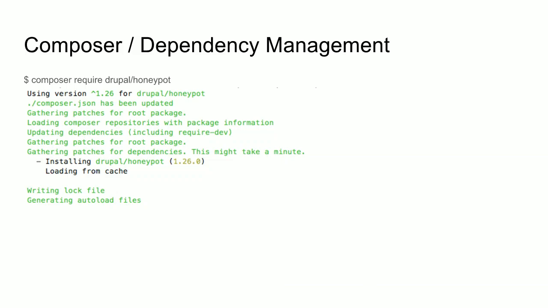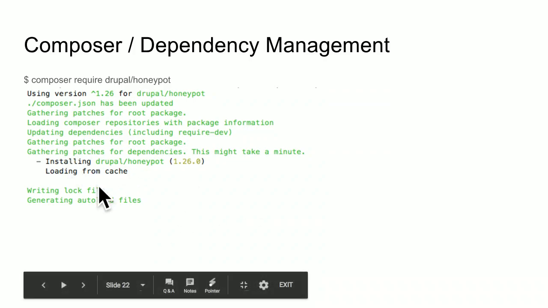And what you do with Composer is you basically run a simple command. So in this case, I'm adding the honeypot module. You run a composer require drupal/honeypot. It's on Packagist. So by saying drupal, you're telling it to look in the Drupal namespace, and then honeypot's the name of the module. And it automatically goes out and downloads the honeypot module for you and installs it in your local.